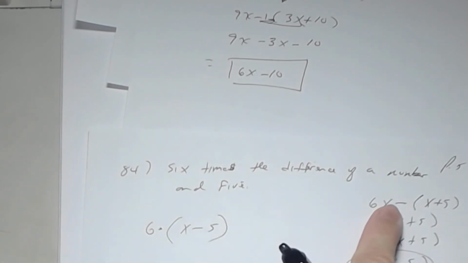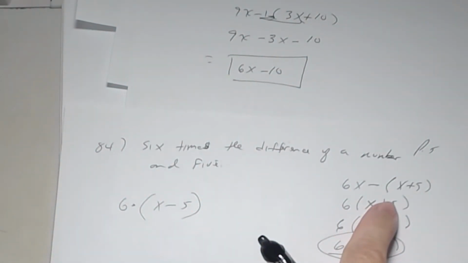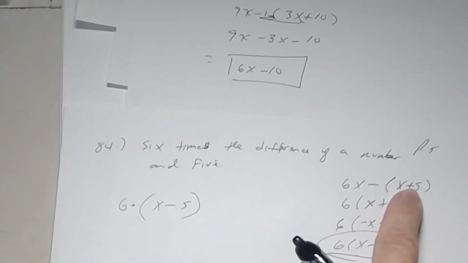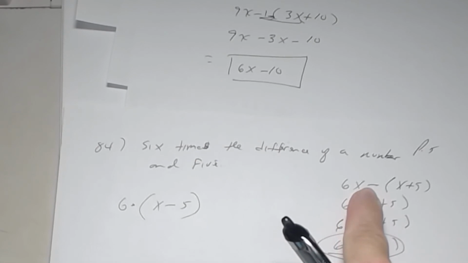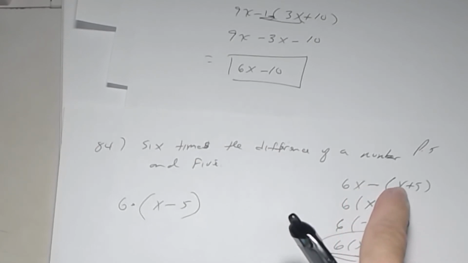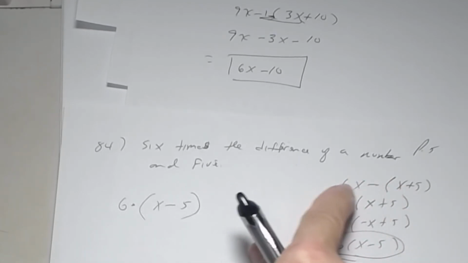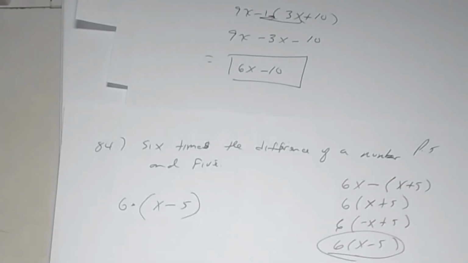This right here has nothing to do with this. Here you could say, I would write this as subtract from. So the sum of a number and 5, subtracted from what? 6 times the number. That's what that would be.